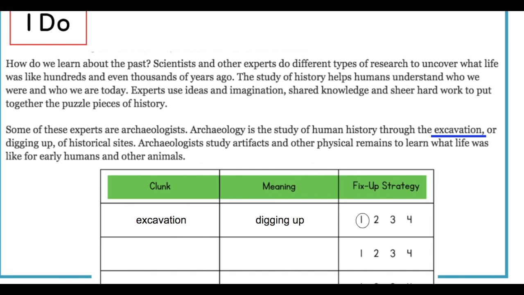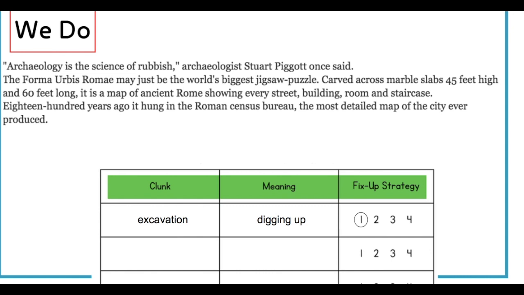Archaeologists study artifacts and other physical remains to learn what life was like for early humans and other animals. I could have used artifacts right here as a clunk, and by rereading the sentence with it, we'll see it has to do with other physical remains. So remember, CSR is group work. With students bouncing ideas off of each other, we can see artifacts are stuff that remained that tells us about early humans. That would have been a good clunk to include. I didn't. Then we'll do another one.